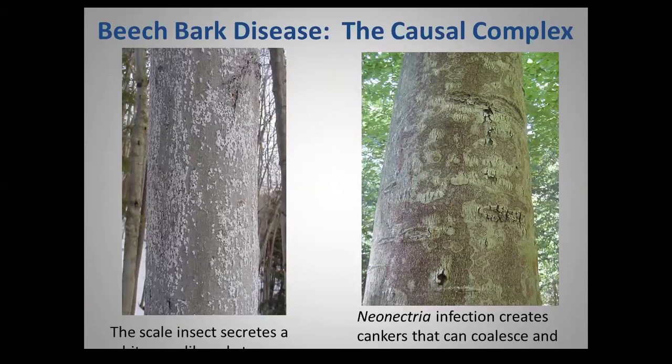So this slide shows the insect and the fungus at a more macroscopic level. On the left-hand panel, you can see the typically whitewashed appearance that the scale causes trees to have, and that is a result of this white wax-like substance that they secrete. And on the right-hand side is a larger view of the Neonectria infection. Neonectria usually causes small cankers, but when there are enough of them, they will begin to coalesce, and that results in girdling the tree and eventually can lead to mortality.